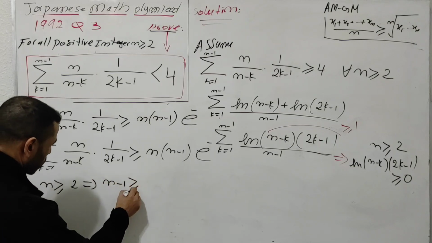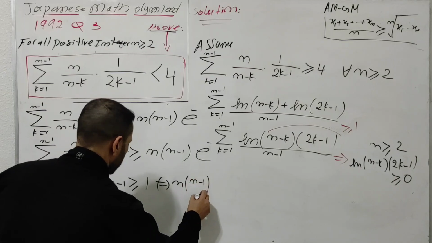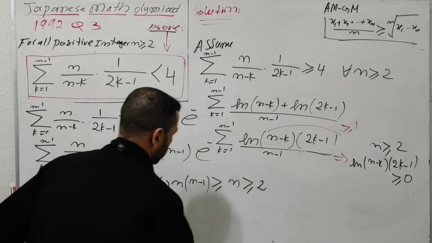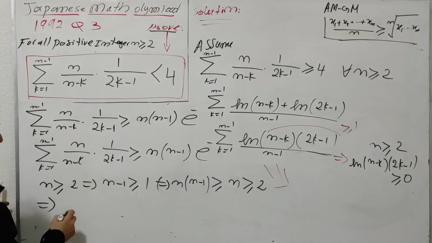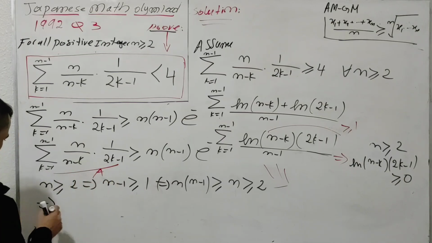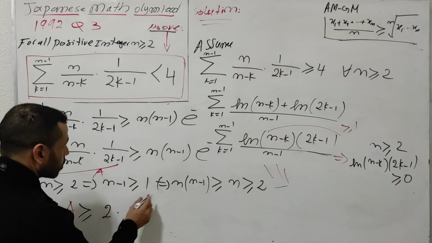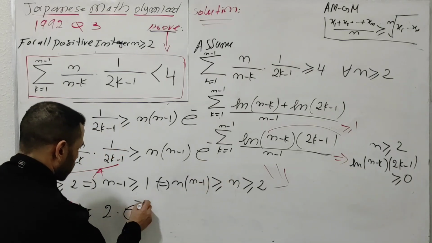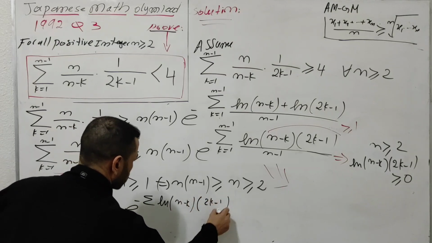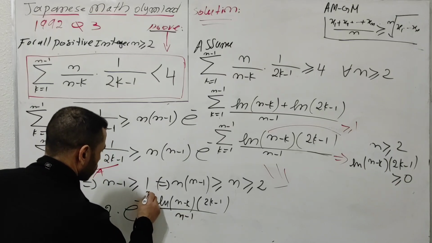That means n minus 1 is superior or equal to 1. This one is equivalent to n multiplied by n minus 1 being superior or equal to n. Okay, and n is superior or equal to 2. Okay, so this one implies, this sum, let's call it capital A. The capital A is superior or equal to 2 multiplied by this one, which is e to the minus of natural log of n minus k multiplied by 2k minus 1, divided by n minus 1, as k goes from 1 to n minus 1.